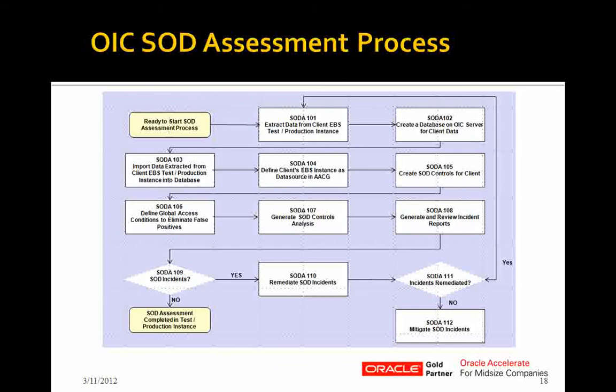Now, if there are incidents, we remediate those incidents. We help you remediate. And remember, we're working in a test environment initially. So we work with your system administrator to review the reports, and work with your business process owners to decide which, if any, functions we need to remove from a user's responsibility to resolve that issue. If that issue can't be remediated due to a lack of resources, we help you mitigate that SOD control, and all that means is we simply help you define or identify the controls you have in place that compensate for that lack of control.